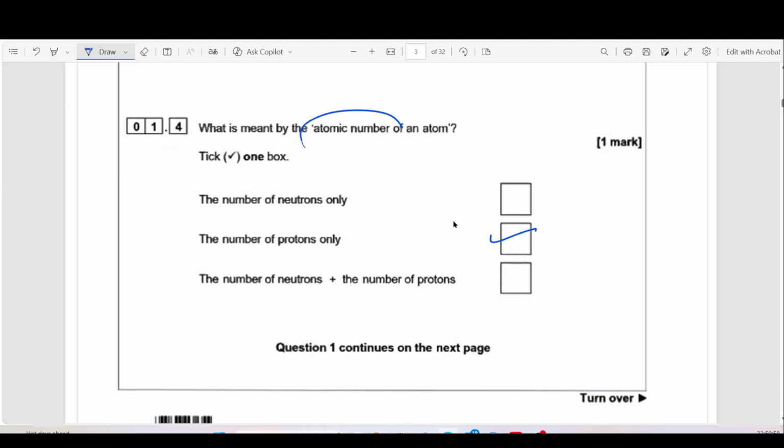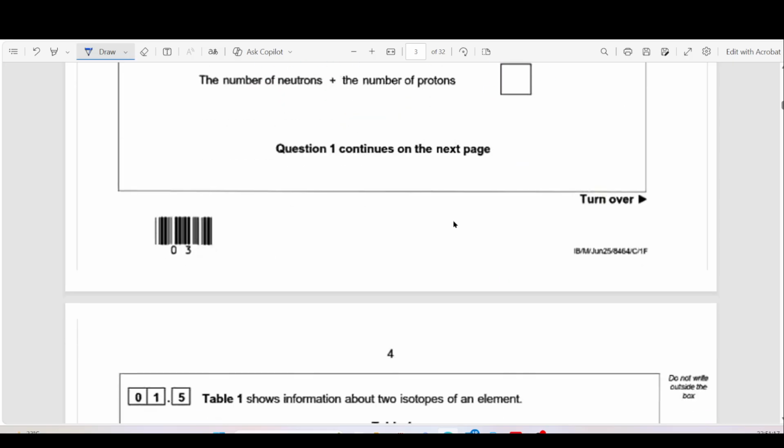Now, what is atomic number of an atom? Atomic number means number of protons. And remember, number of protons is equal to number of electrons. And what is mass number? That is number of protons plus number of neutrons, which are in the center, in the nucleus, right?